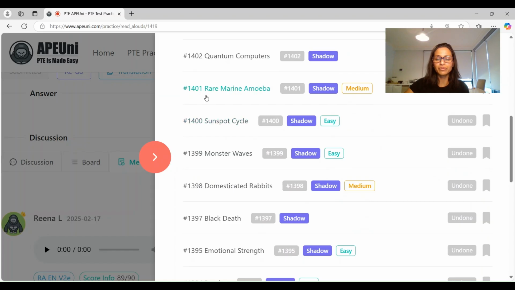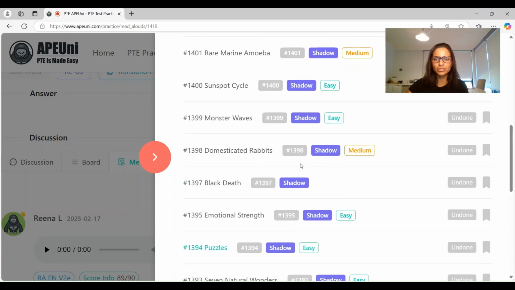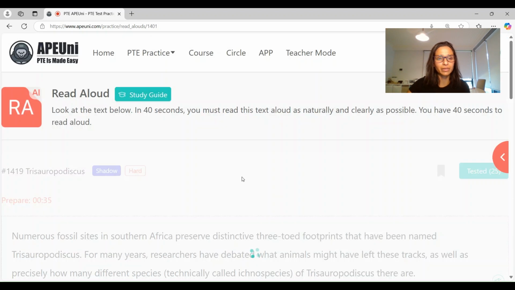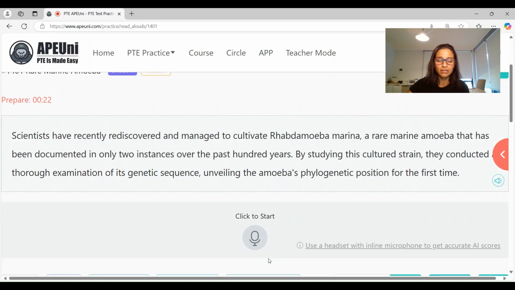Medium, rare marine amoeba. Oh, that looks pretty good. Any hards on this page? No hards on this page. Let's do a medium. Rare marine amoeba. So just remember, your cursor needs to be sitting on the next. Okay, this is not a highlight incorrect word question. You're not following along like a karaoke. You are reading out loud what you've read.